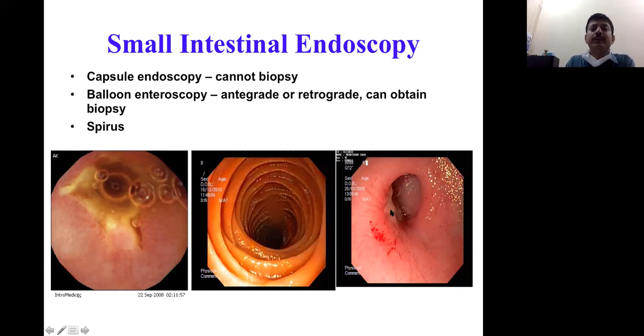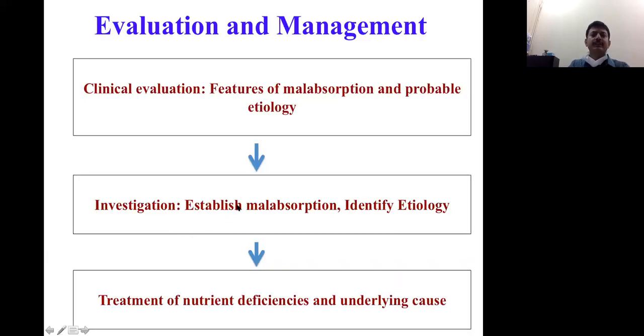Okay. Fine. So that was about the investigation. I said investigation has two parts: you establish malabsorption, and then you identify etiology. For etiology, you have the stool test, blood test, simple radiological test, then endoscopy with biopsy. If the diagnosis is not clear, you go to colonoscopy. If still not clear, you have to go for small bowel imaging. Small bowel imaging can be radiology. And then if you need a tissue diagnosis, you have to go for enteroscopy.